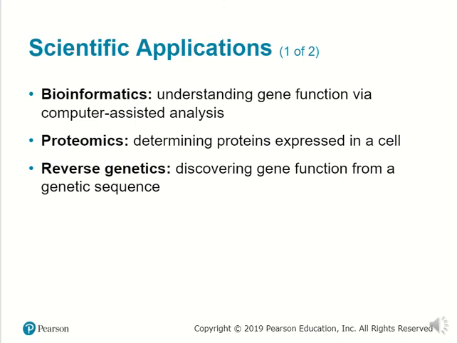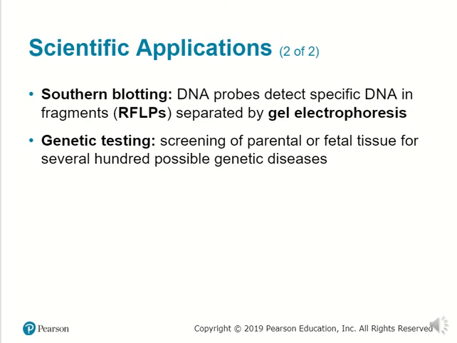There's also proteomics, which is similar but used for determining proteins expressed in the cell, and reverse genetics, which is discovering a gene's function from a particular genetic sequence. A tool that is used in this scenario is Southern blotting, where DNA probes are used to detect specific DNA fragments that are separated through gel electrophoresis.